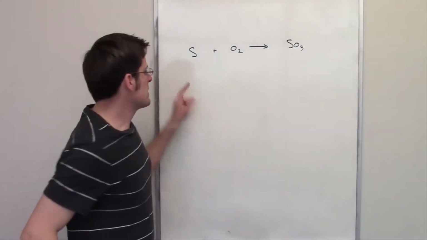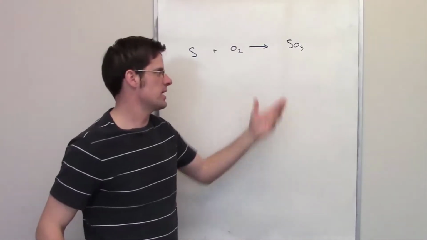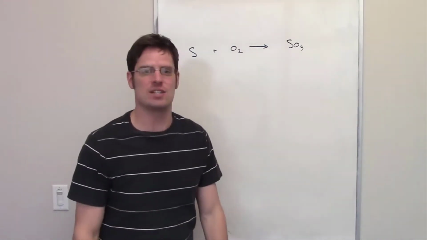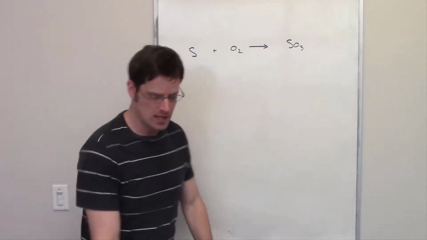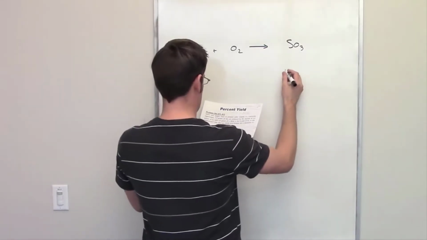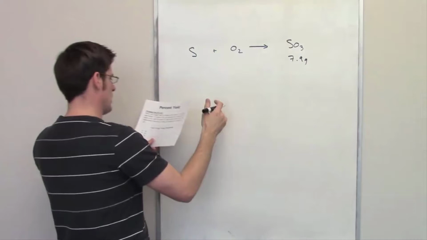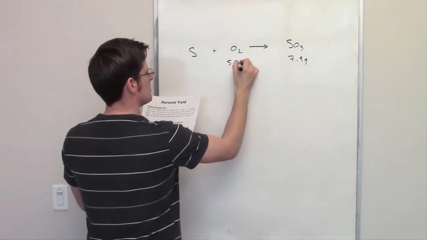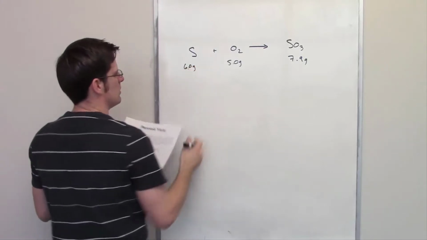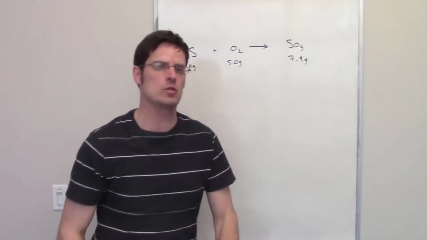This problem tells me that when I react solid sulfur with gaseous O2, it forms sulfur trioxide, SO3. I haven't written solid or gas just because I'm trying to be lazy, I suppose, and save myself room. Nevertheless, it goes on to say that in this particular reaction, we produce 7.9 grams of sulfur trioxide when we react 5.0 grams of O2 with 6.0 grams of sulfur. It then asks what the percent yield of SO3 is in this reaction.